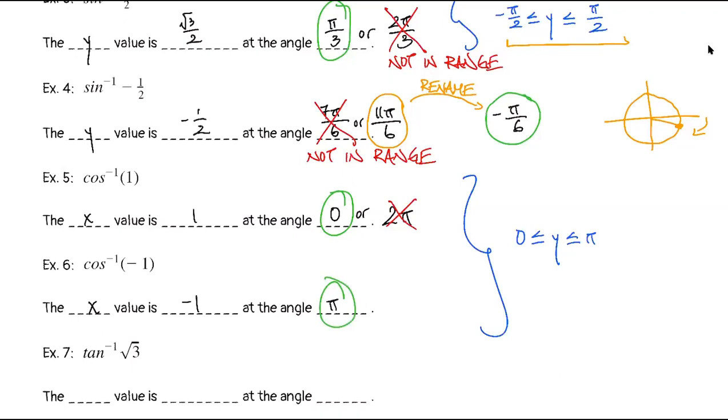Yes, cosine x, I'm using y to mean the output. So my answer here, right? What we usually think about y as an output, the output has to be between 0 and pi. Yeah, so Natalia, that's a great way of summarizing it. So cosine, when we're looking at the inverse cosine, is really looking at quadrants 1 and 2, right?